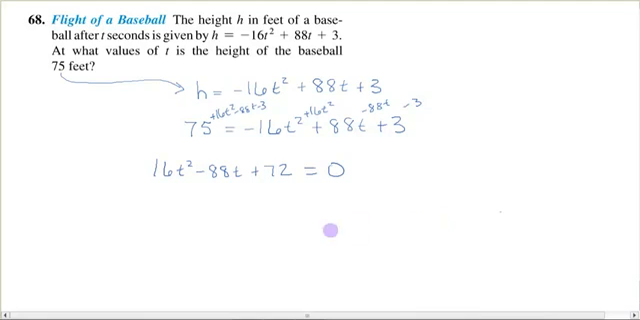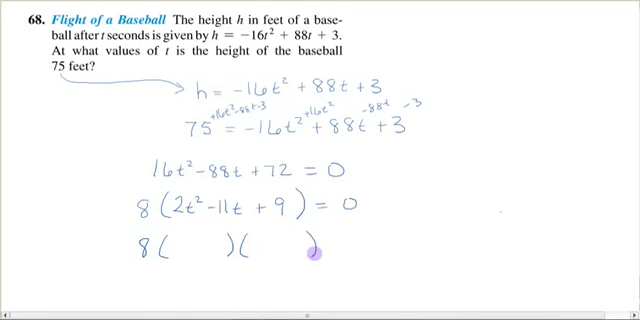So now I want to solve this. Can I simplify this any at all? And if we can do that, then we definitely want to do that to make the rest of the problem easier. We have a greatest common factor of 8. So I'm going to take 8 out. And what am I left with? I have a 2t squared minus 11t plus 9. And remember, that's all equal to 0. So we'll factor from there.